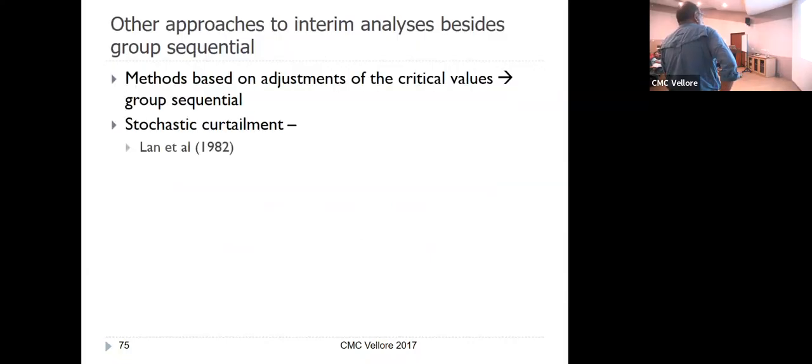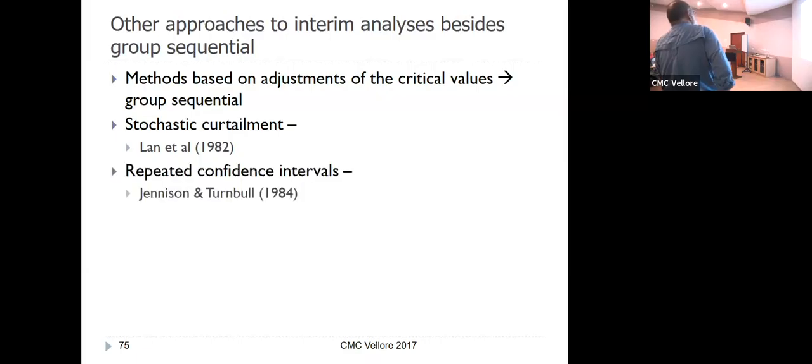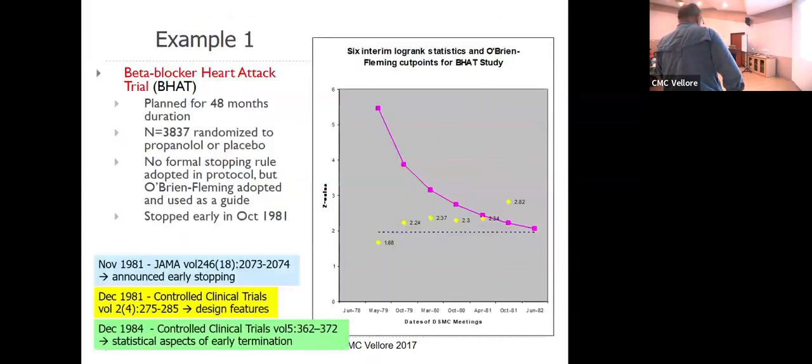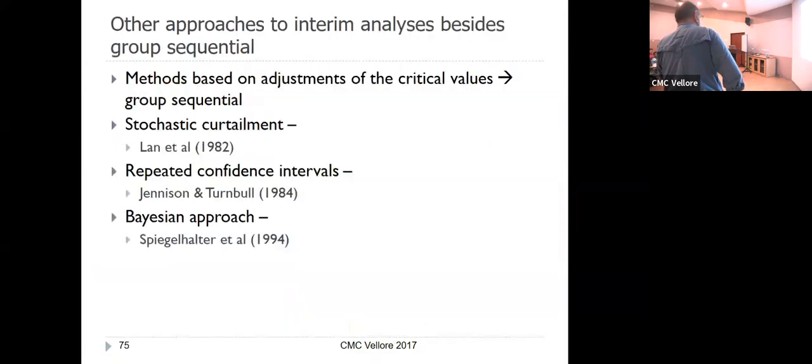Now, there are other ways of doing it. There are multiple procedures. There's stochastic curtailment. Stochastic curtailment means looking at the conditional power that you have. So given that I've reached this stage, what is the power that I have?